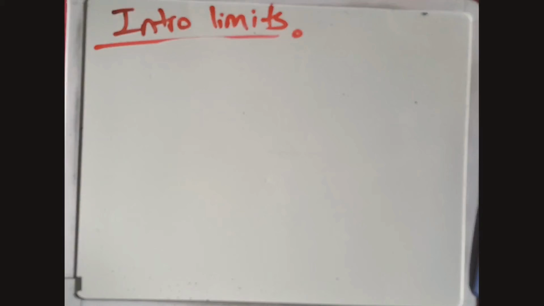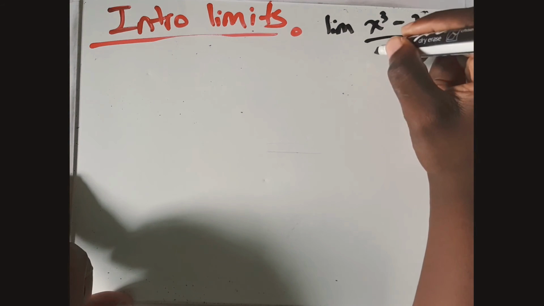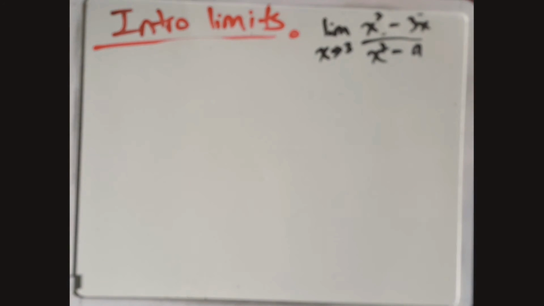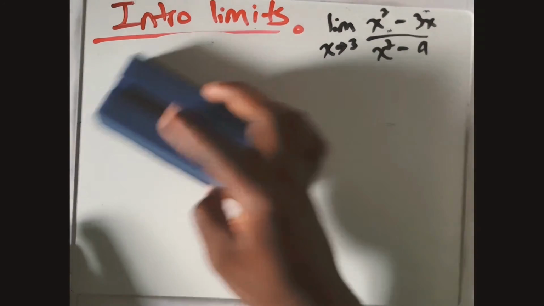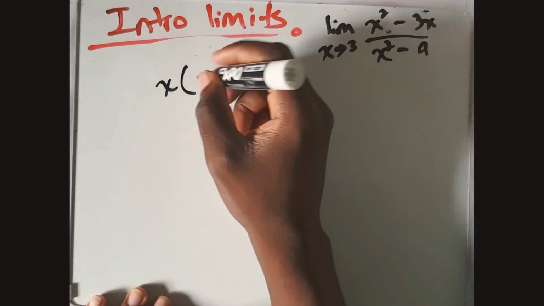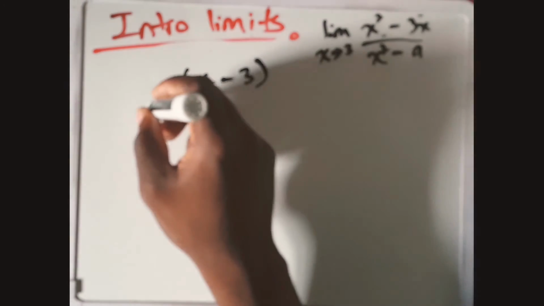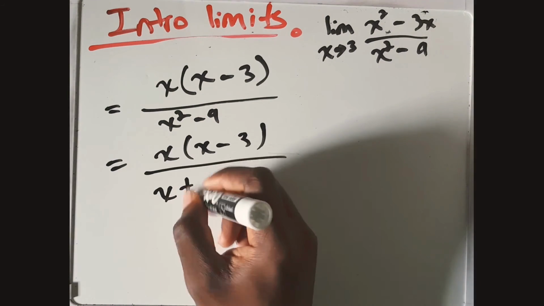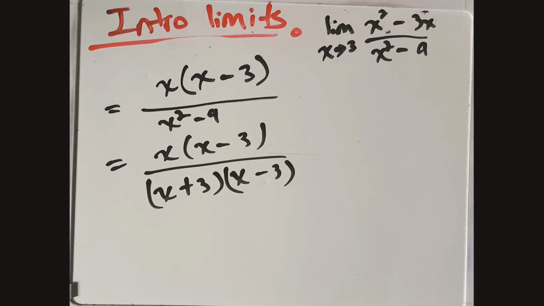For the next example, I'm supposed to find the limit of x squared minus 3x over x squared minus 9 as x approaches 3. So if I directly substitute 3, again I will have 0 over 0. So let's factorize. In my numerator I could have x here and an x minus 3 here. Right? And I'd have that over x squared minus 9, which I can rewrite as x plus 3 times x minus 3. Now I can cancel these, right?